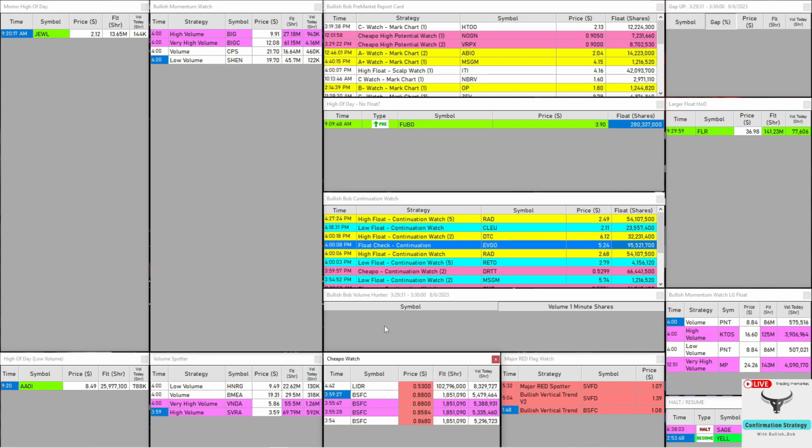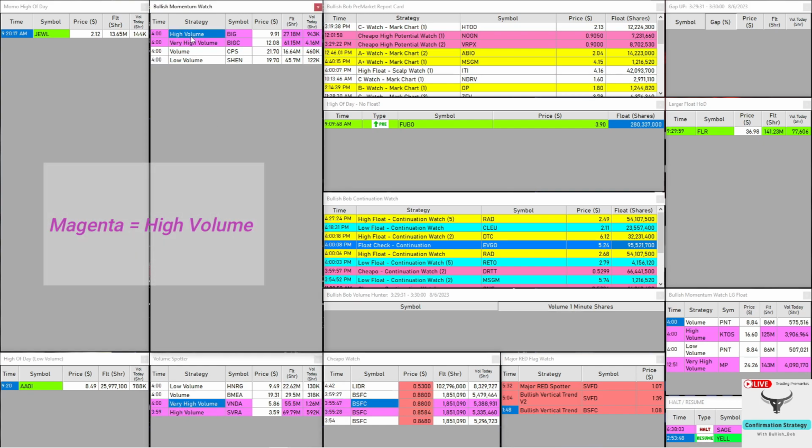Now, if we ever see the pink, guys, and the pink is universal throughout all of these volume scanners, that means that there's high volume. So if we see the name is in pink or magenta, that means we're getting some high volume or very high volume, and that's exactly what we want to see when trading stocks, as it's going to allow us to get in and out with a decent size. And that's what I prefer, is having those high volume names. So if we see the pink or magenta, you guys will notice that that is high volume.